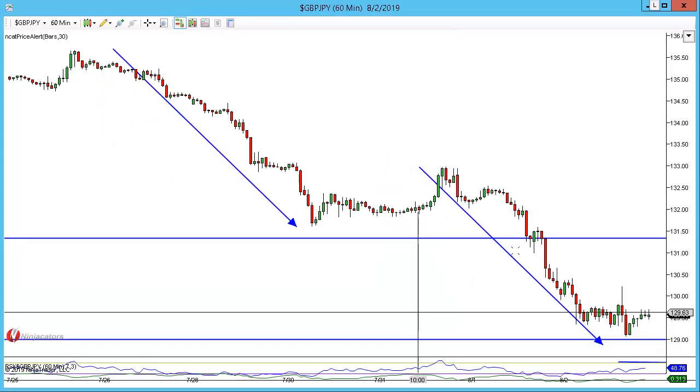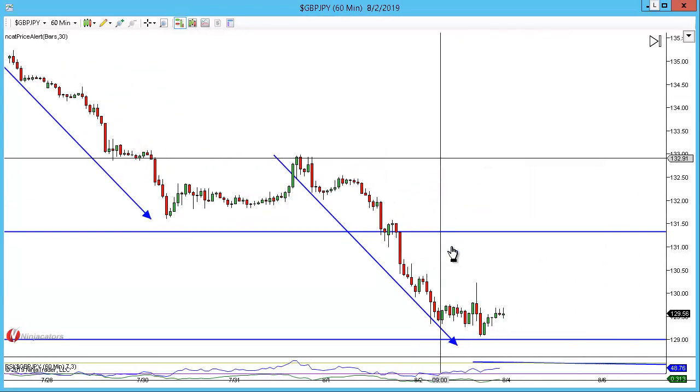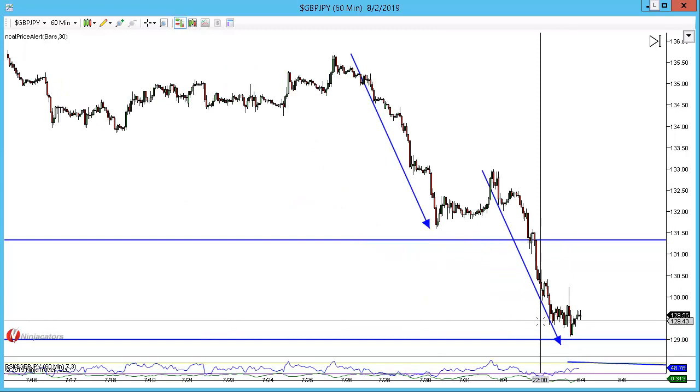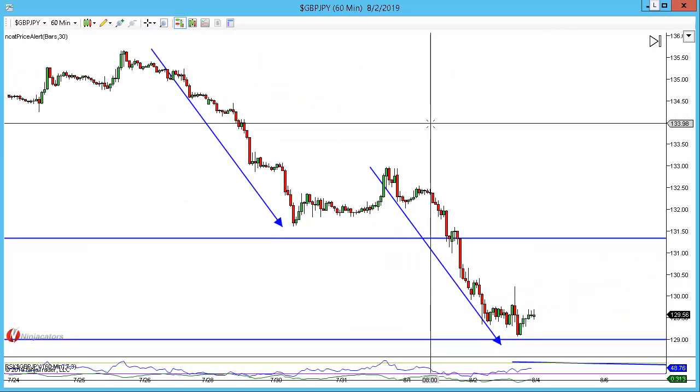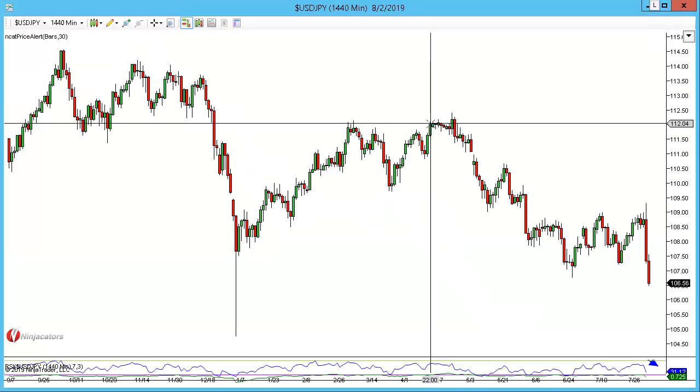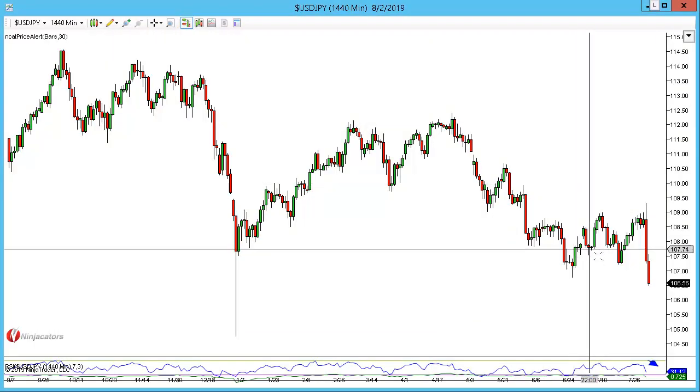Let's go down to the 60. Not a great deal here, if I'm honest. Not too much here, but we do have that harmonic move going into Monday or Tuesday. Dollar yen is the last currency pair I want to take a look at. Very, very bearish move on this currency pair.